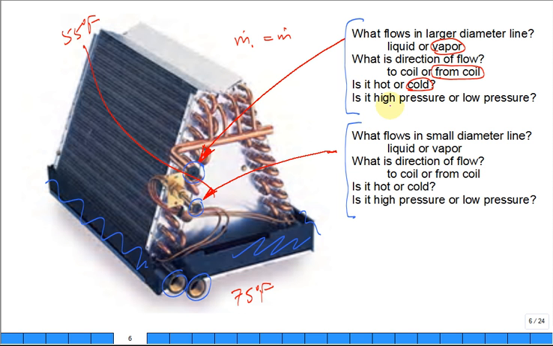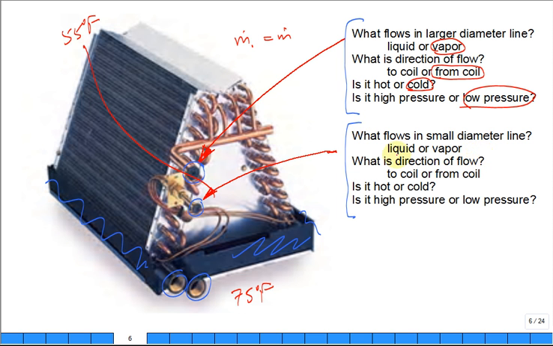Is it high pressure or low pressure? The evaporator's at low pressure. What's at high pressure? The other coil. What's the name of the other coil? The condenser's at high pressure. All right. Now, the opposite's true for the small diameter. If you get the large diameter, you get the small diameter down, right?